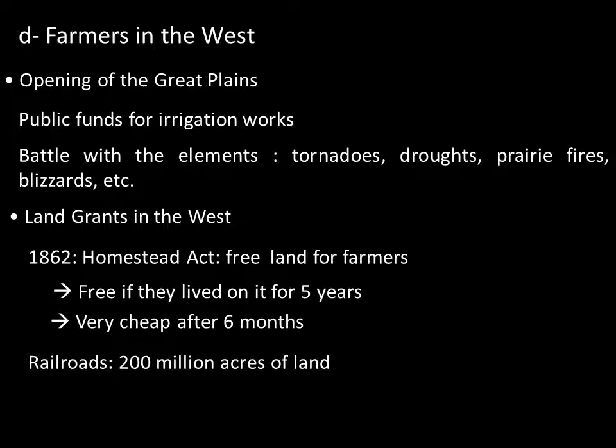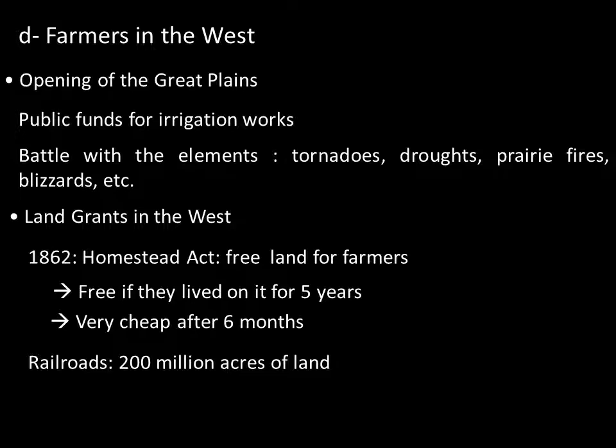Now, as farmers move west, I mentioned that before, the railroad system grew, and the number of miles of railroad tracks actually increased. I showed that in the previous slide. But the government actually gave land to railroad companies.